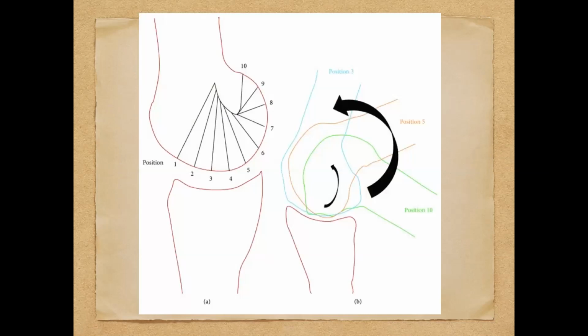From this picture, the illustration depicts the changes in the center of rotation of the femur over the tibia, from 1 to 10 degrees of position. B attributes to the anatomical position of the knee during the rotation of the femur over the tibia.